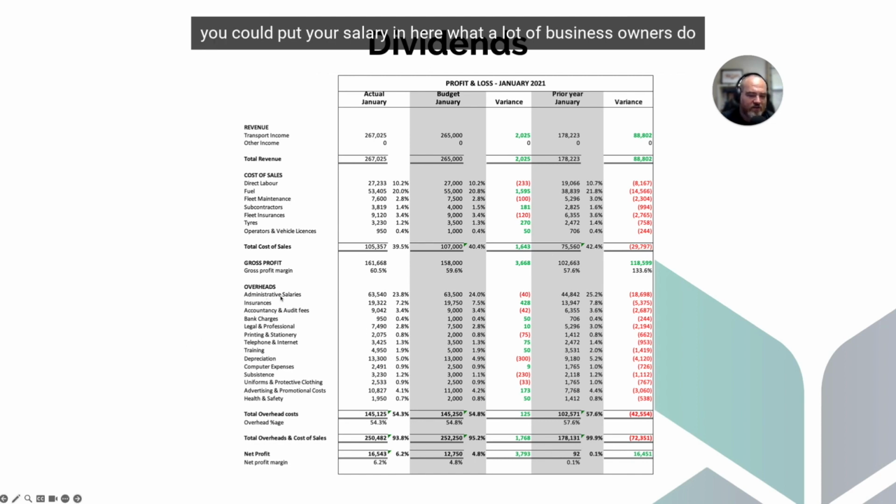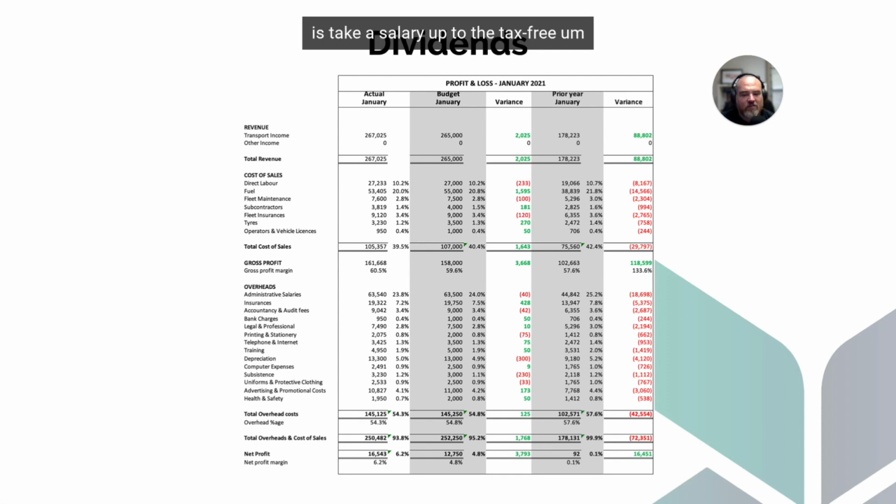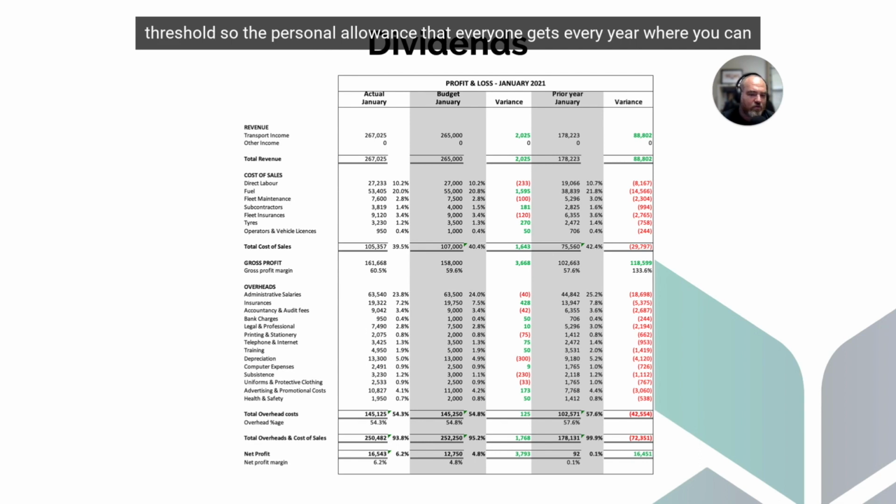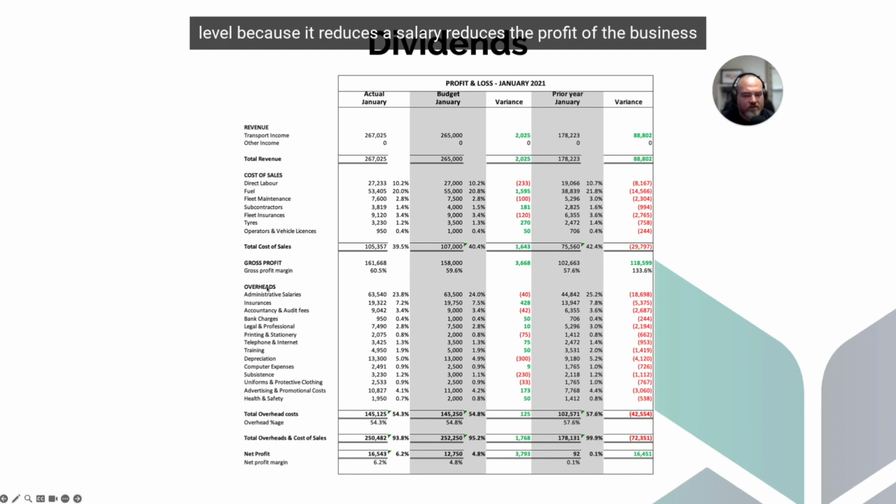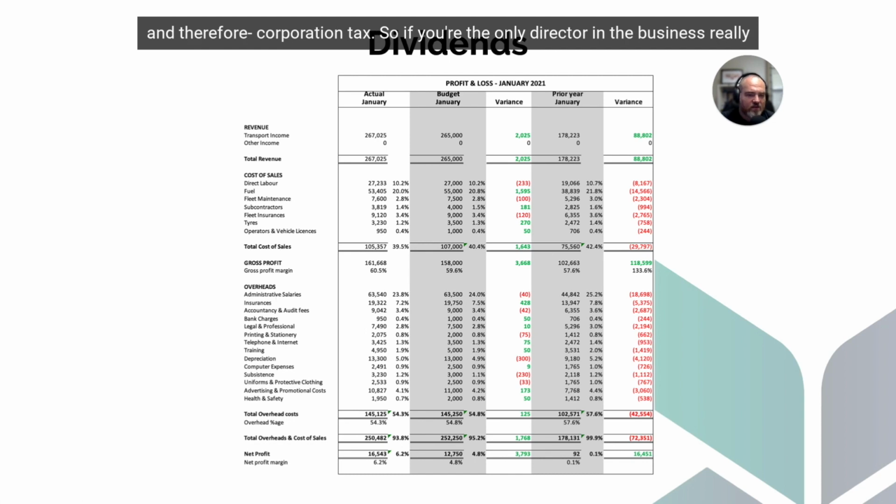What a lot of business owners do is take a salary up to the tax-free threshold, so the personal allowance that everyone gets every year, where you can earn a certain amount of money before you start to pay tax. A lot of people who own businesses take a salary up to that level because a salary reduces the profit of the business and therefore the corporation tax.